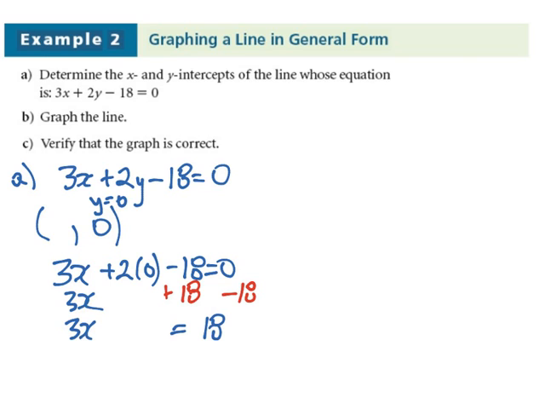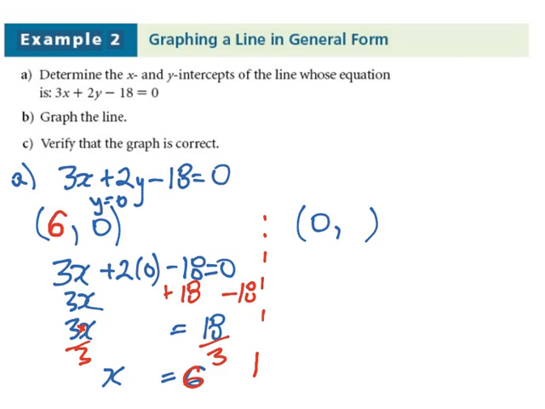Now, there's multiplication between 3 and x. So we're going to divide both sides of the equation by 3 to cancel out this 3. And we get x is equal to 6. 18 divided by 3 is 6. This means that this 6 is our x-intercept. For a y-intercept, we know that the value of x is going to be 0.